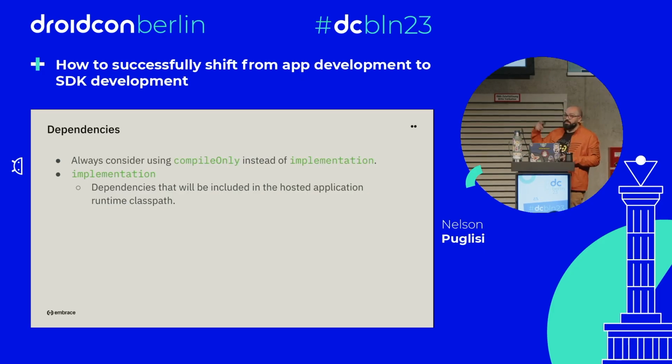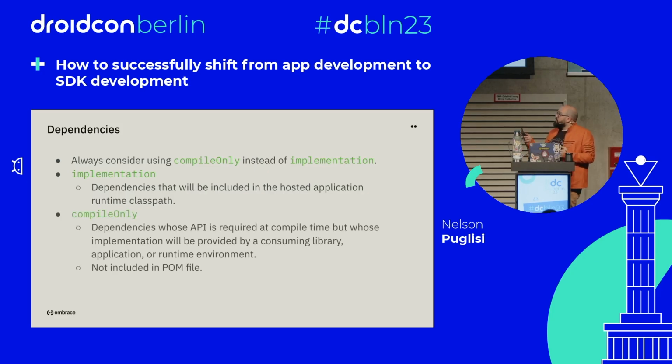But if you do that in your SDK, the dependencies that you add as implementation will be included in the runtime classpath of the app. It will be part of the POM file. Instead, with compileOnly, you are saying, I want this dependency to build my SDK, but I don't want to include that as a dependency for the app. So you are having faith that the app that is implementing your SDK will include that dependency. It's not part of the POM file. And this is the most important part of this.